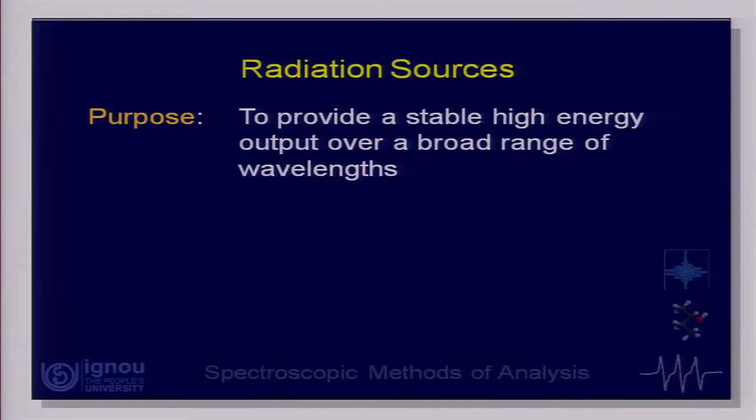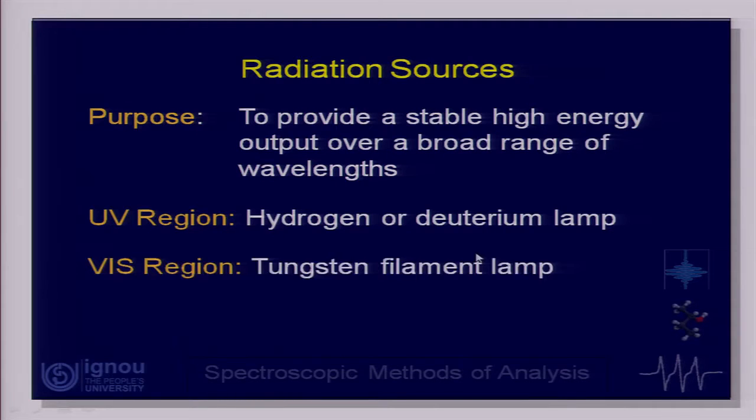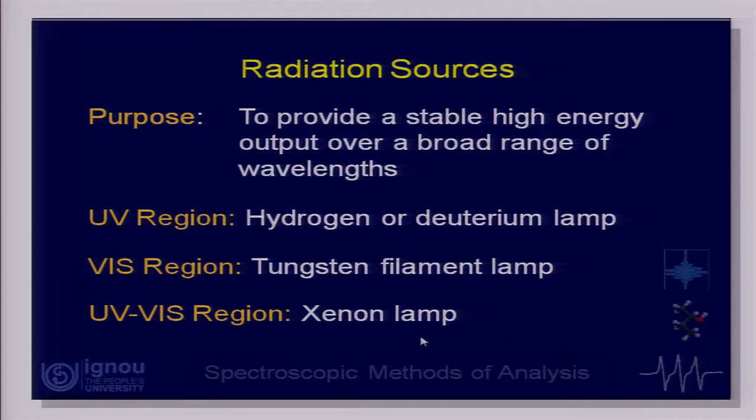And for UV visible spectrometry, there are three kinds of sources we use. In the UV range, we use a hydrogen or deuterium lamp. For the visible range, we use a tungsten filament lamp, and for the UV visible range, we try to use xenon lamps. So, there are three kinds of sources depending on the region.